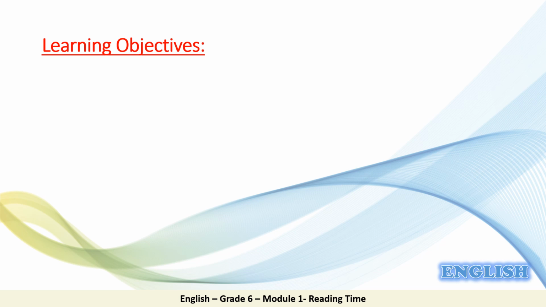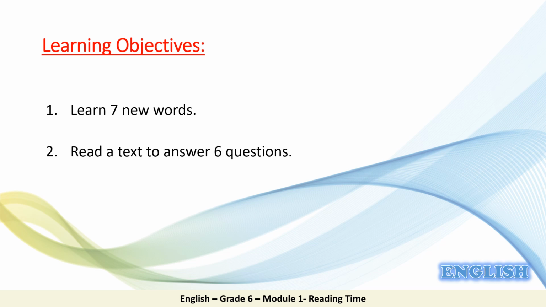Before we start the lesson, you need to know the learning objectives for today, which are 2. Number 1, learn 7 new words. And number 2 is read a text to answer 6 questions. Are you ready? So let's move on.